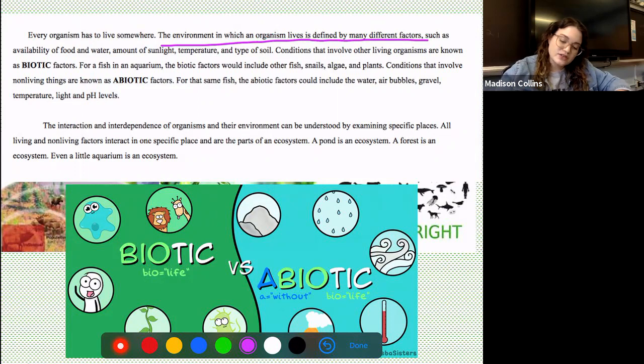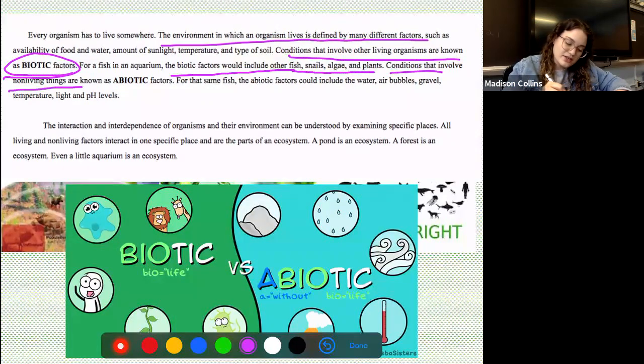Conditions that involve other living organisms are known as biotic factors. For fish in an aquarium, the biotic factors would include other fish, snails, algae, and plants. Conditions that involve non-living things are known as abiotic factors. For that same fish, the abiotic factors could include the water, air bubbles, gravel, temperature, light, and pH levels.